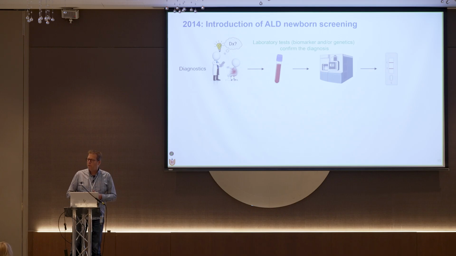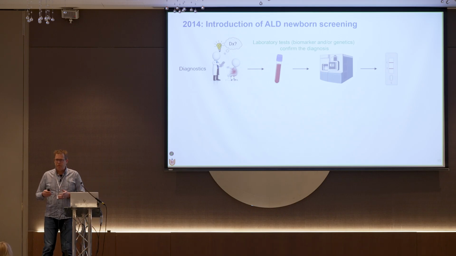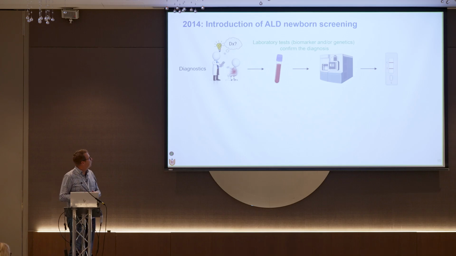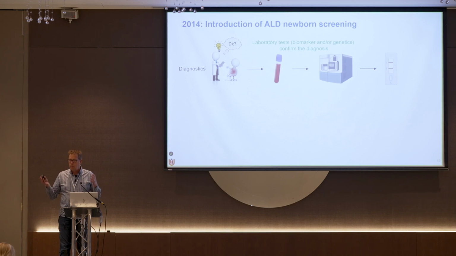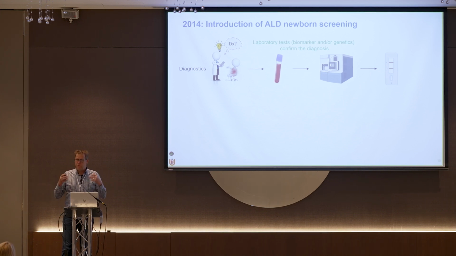But until 2014, life for geneticists was fairly easy, because if a patient would visit the doctor, the patient had signs and symptoms that were suspicious of ALD. You could take a blood test, send it to the laboratory, measure very long chain fatty acids, do DNA analysis. If they both come back positive, case closed. You have a positive diagnosis.